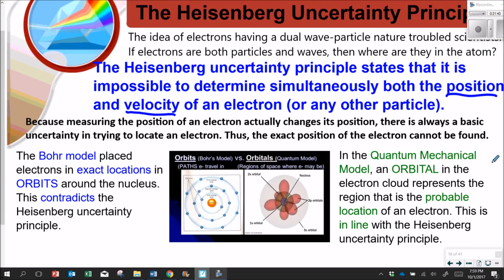This discovery is what made the Bohr model flawed, because the Bohr model placed electrons in exact locations in orbits around the nucleus, and that contradicted the Heisenberg uncertainty principle. On the other hand, in the quantum mechanical model, an orbital in the electron cloud represents a region that is a probable location for an electron. So this was in line with the Heisenberg uncertainty principle.